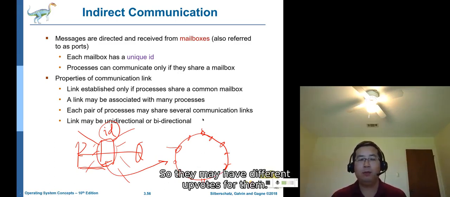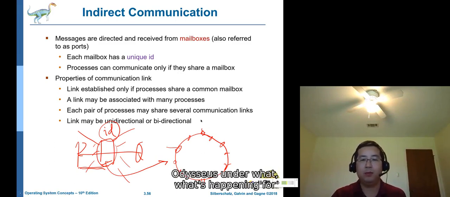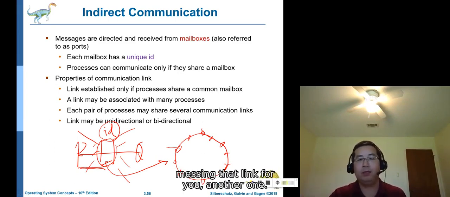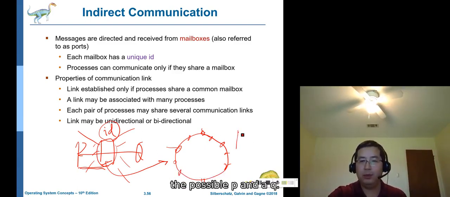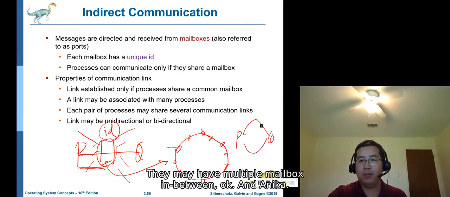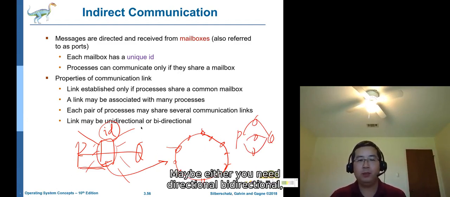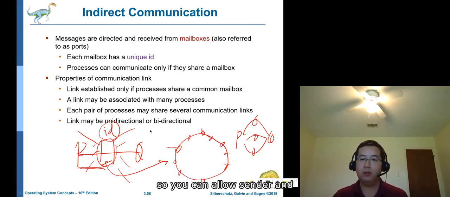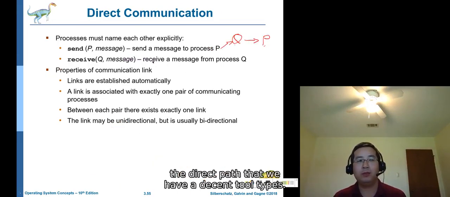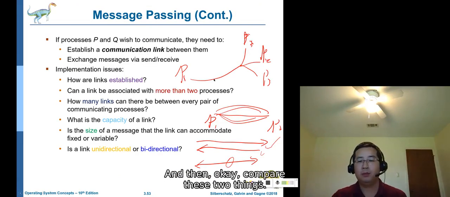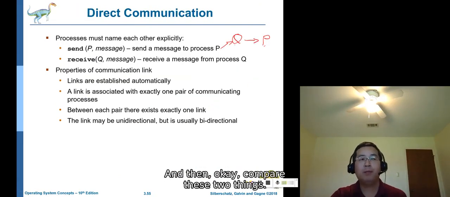Each pair of processes may share several communication links, and they may have different purposes. For example, this one sends one type of information, and that link is for another one. So they can use multiple mailboxes. P and Q may have multiple mailboxes in between. The link may be either unidirectional or bidirectional, so you can allow both send and receive, or only one. This is indirect and direct communication. We have these two types, so let's compare these two things.